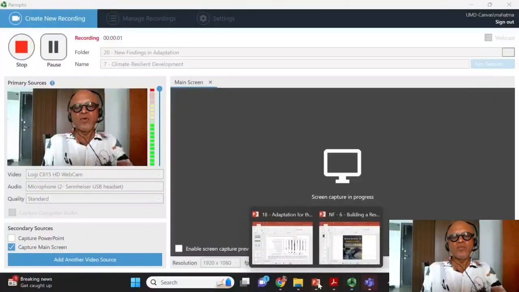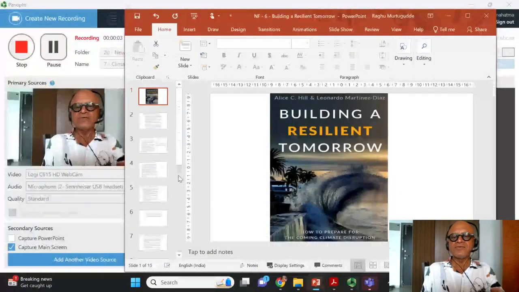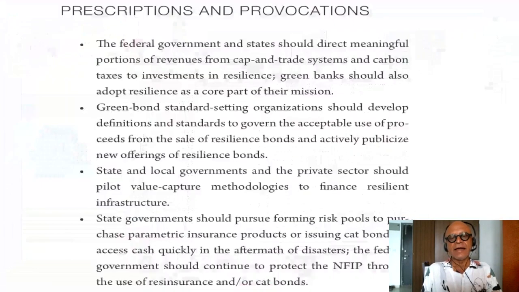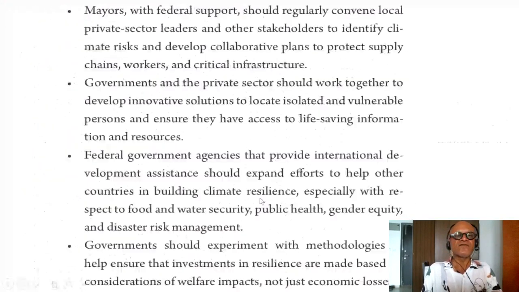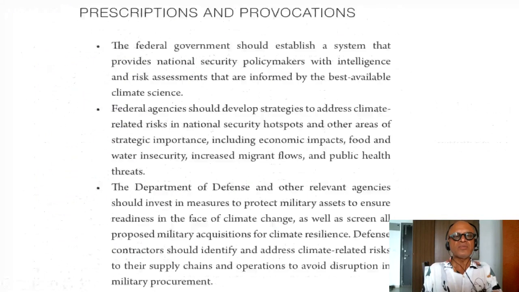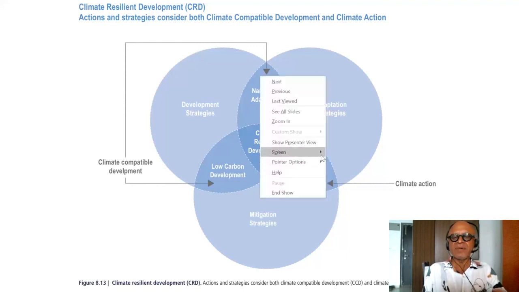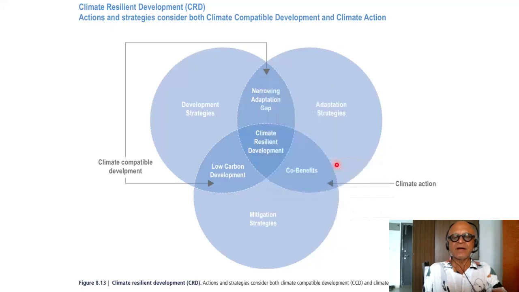So we looked at a few points on building a resilient tomorrow in the previous podcast, and I'm going to add some points here from the Working Group 3 report under IPCC AR6, Assessment Report 6, on climate resilient development. Obviously both are related, but separate points are made by the two reports. So let's just take a very brief look at this.